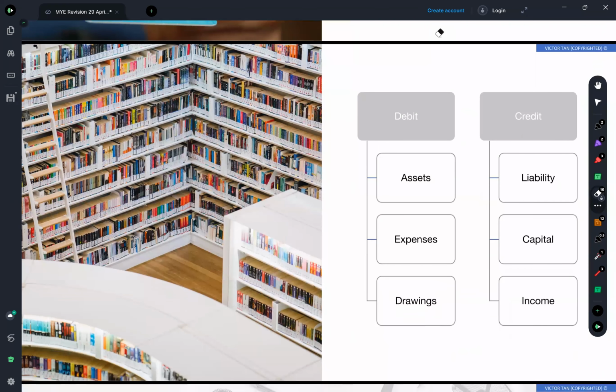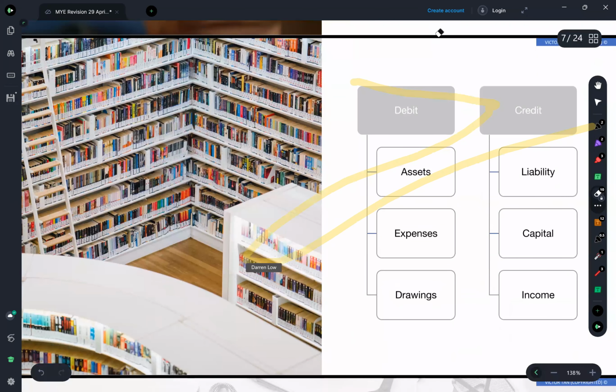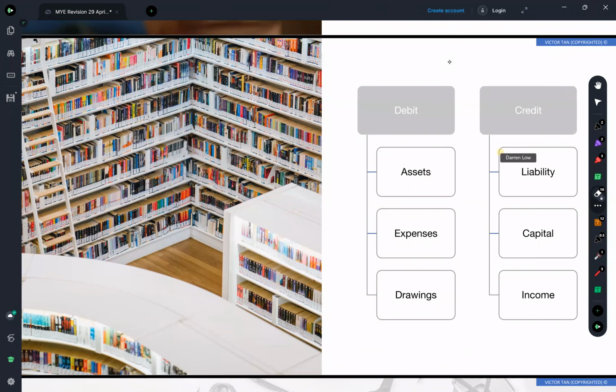This is a small summary of what you learned in Sec 3. There's debit and credit. Asset, expense, and drawings are debit, and liability, capital, and income are credit. During my lesson, sometimes I use Alice to explain why it's debit and credit, but for the sake of today's lesson, we just use this simple example.